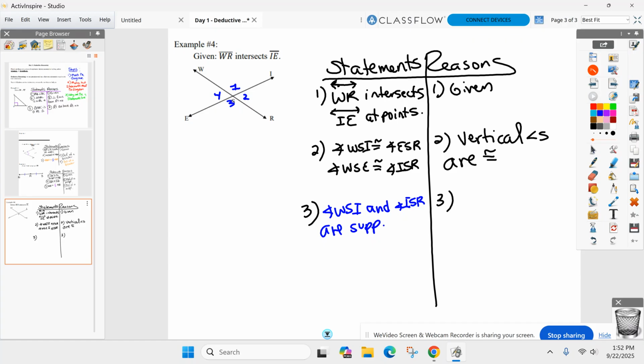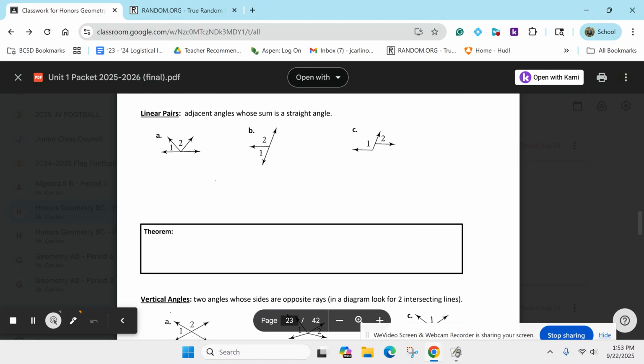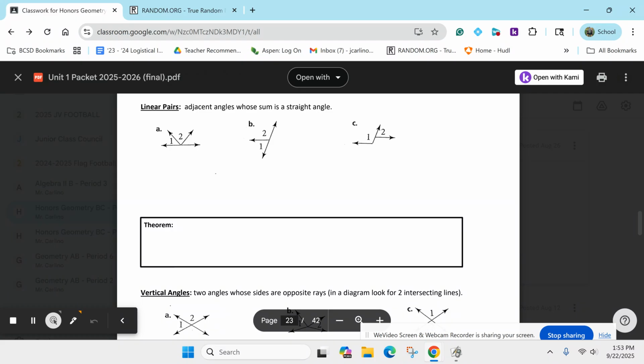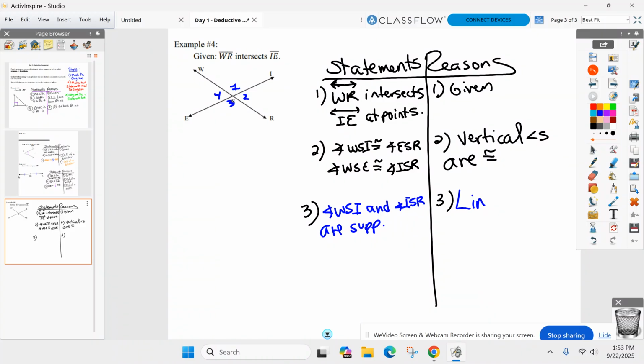Everyone ready for the reason? There is a specific reason why they're supplementary that I want. Not because they're adjacent. Not because they form a straight line. All true, but not what I want written down. He said they're linear pairs, but I don't want the definition of linear pairs. Anybody remember what we had here? Linear pairs are, what did we just say about them? Equal to 180. Stop with the equal to 180. Supplementary. There we go. Linear pairs are supplementary.